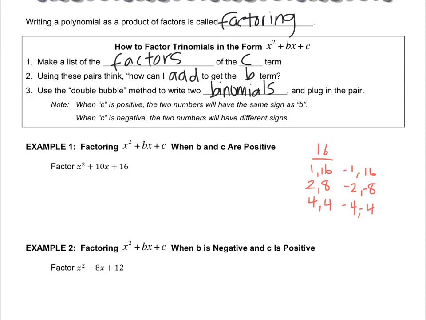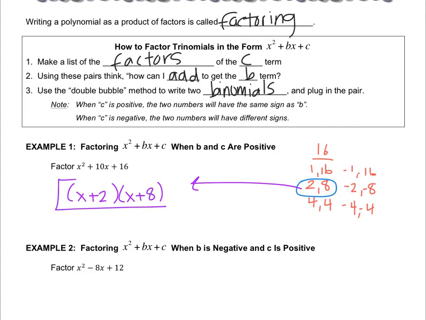Number 2 tells me to think about using those pairs, how can we add to get the b term? One of these pairs, when you add them, will give you 10, right here in the middle. So which pair, when you add, gives you positive 10? Right, it's this one right here, 2 and 8. So we're almost there. Now what we're going to do is set up this thing that I call the double bubble, which is just a miscellaneous way of saying we're going to set up two binomials. Our variable is x, because that's the variable in the question. And now we're going to take these two numbers, 2 and 8, and plug them in. Now we pick the positive versions, so it's going to be x plus 2 times x plus 8.